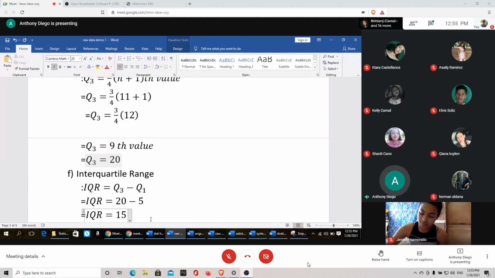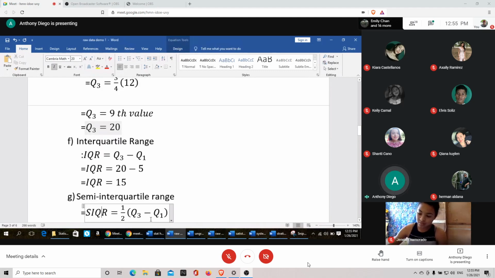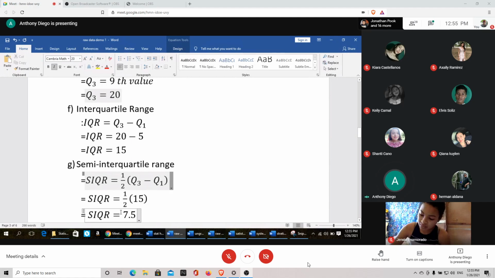Now, in order for us to find our semi-interquartile range, which we represent by SIQR, the semi-interquartile range, as you can clearly see, is half of the interquartile range. So whatever value we obtain for the interquartile range, it's just a matter of getting half of that, half of 15, which will be equal to 7.5.